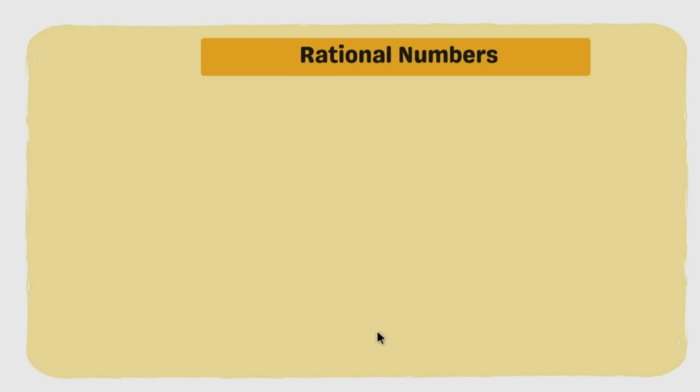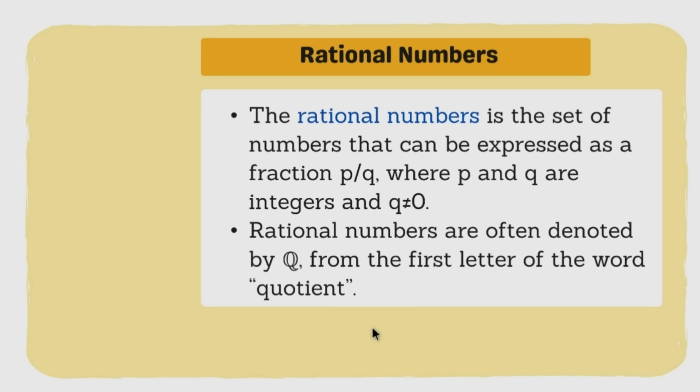Okay, next one are the rational numbers. Nung nalaman na natin ng integers, there are also some numbers that we need to represent using fractions. So, ito na po yung mga rational numbers natin. The rational numbers is the set of numbers that can be expressed as a fraction P over Q, where P and Q are integers and Q should not be equal to 0. Napag-aralan na po natin ito, hindi pwedeng maging 0 ang denominator ng rational numbers.